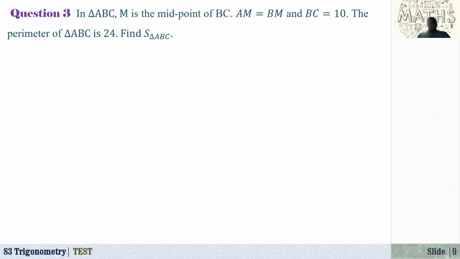All right. Another question, question 3. It says in triangle ABC, M is the midpoint of BC. AM is equal to BM, and BC is equal to 10. The perimeter of triangle ABC is 24 units. Find the area of triangle ABC.